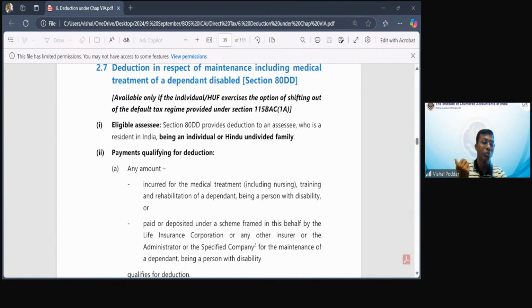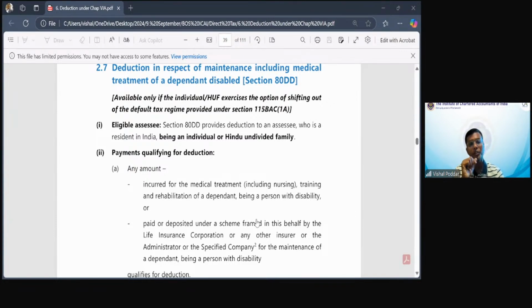So now 80DD covers whom? It covers your spouse, your brother, sister, your parents, your children. Correct? So this whole circle, your family, is covered, but you are not covered. But if you are disabled, but independent, making payment of your own expenses, you will get deduction under 80U, capital U, the last section of this list.